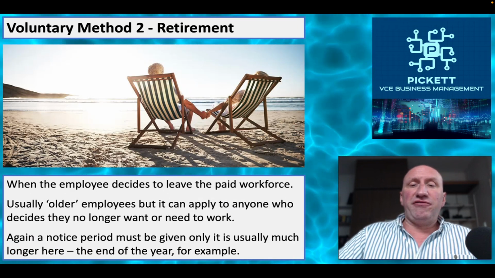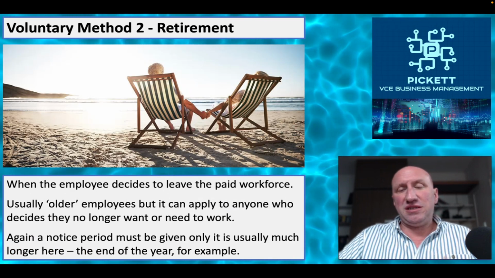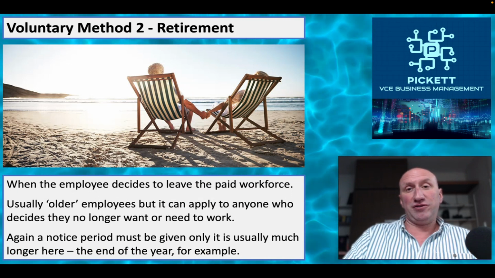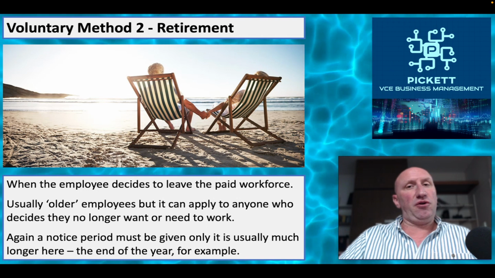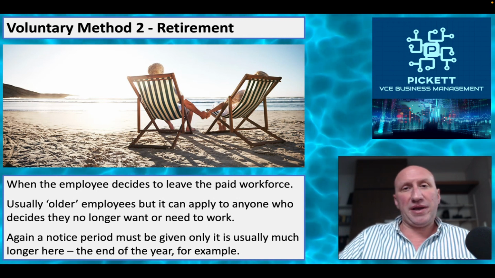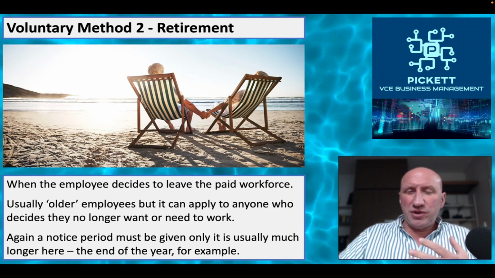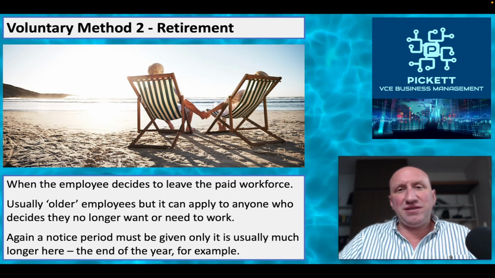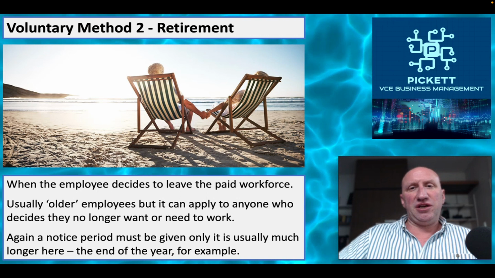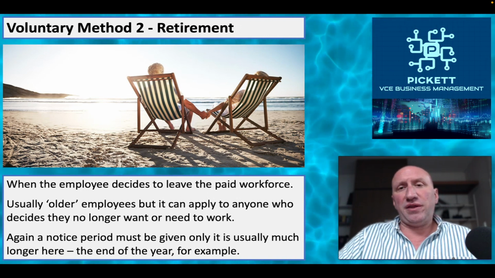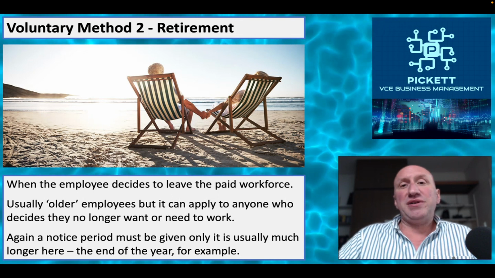The second voluntary method is retirement. So this is basically when the employee leaves, but they're actually leaving the paid workforce completely. Okay, so they're not going to another job. They're definitely not going to a competitor. They're just stopping work. Now, obviously, you associate this with older employees. They reach retirement age, 65, 67, whatever it might be. Some people work much longer than that, but it can apply to anyone.